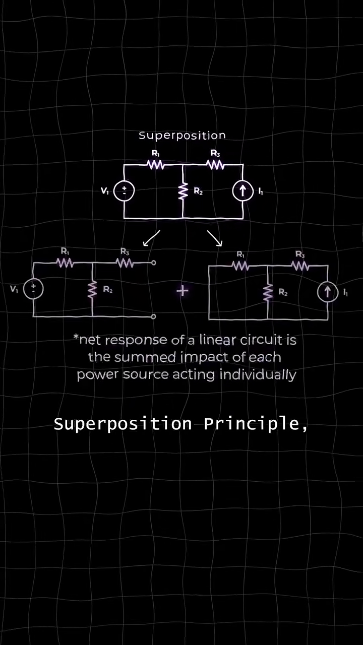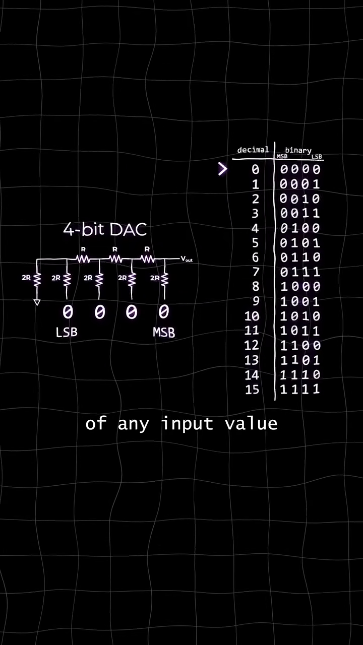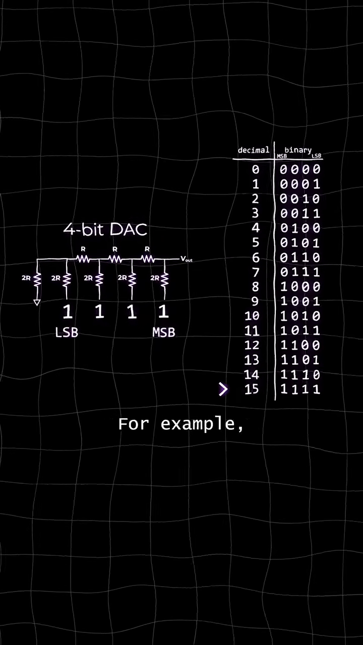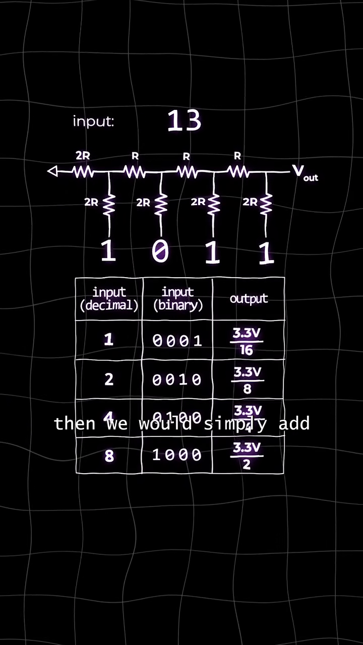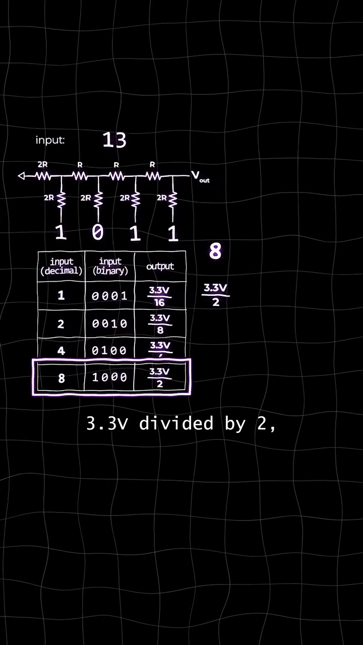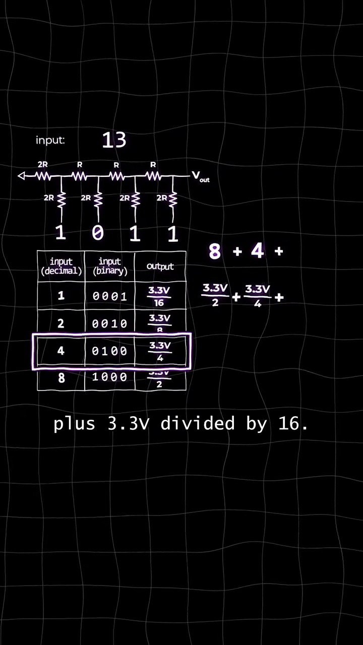And using the superposition principle, we can solve for the output of any input value that can be expressed with 4 bits. For example, if you want to know the output voltage if we had an input value of 13, then we would simply add 3.3 volts divided by 2 plus 3.3 volts divided by 4 plus 3.3 volts divided by 16.